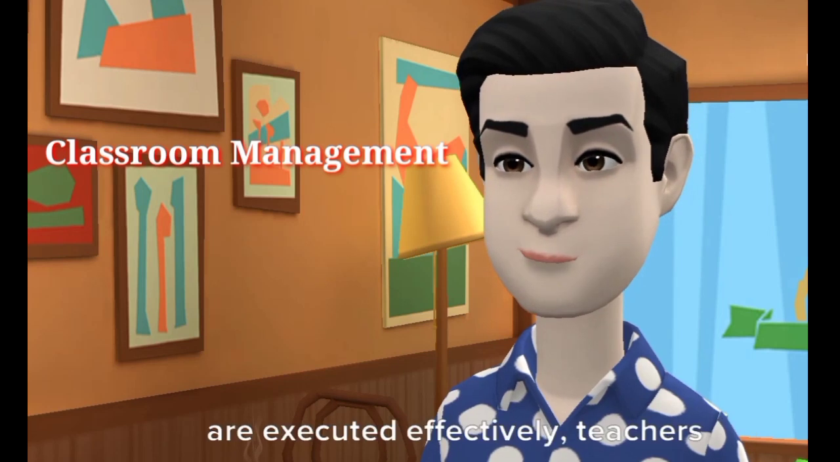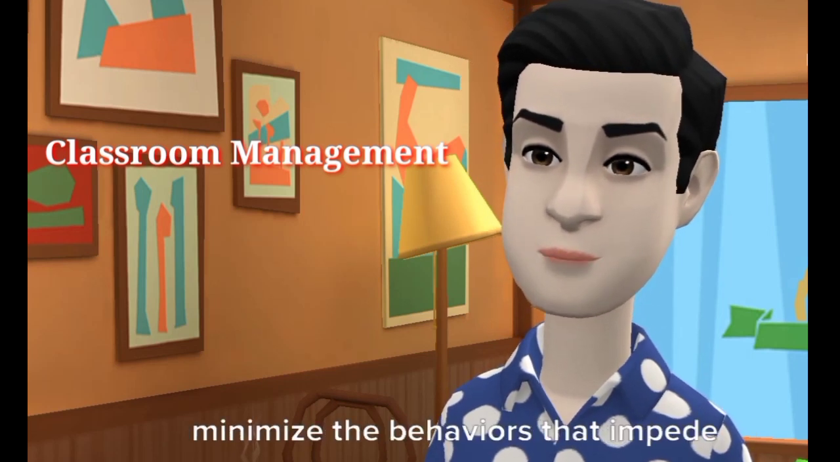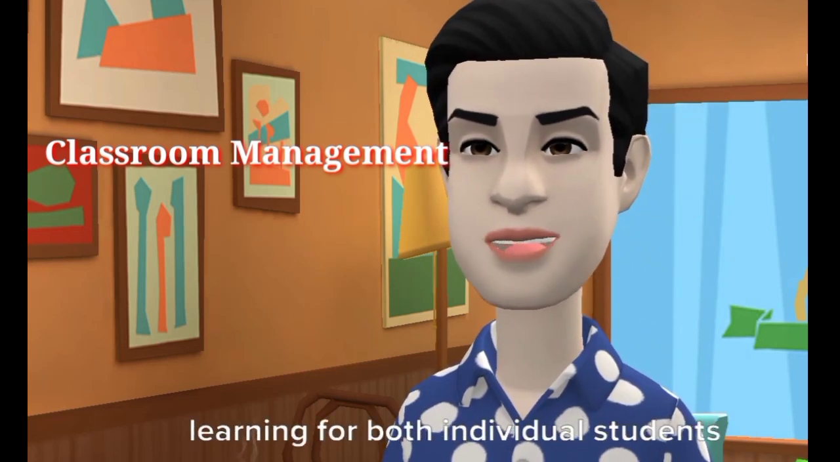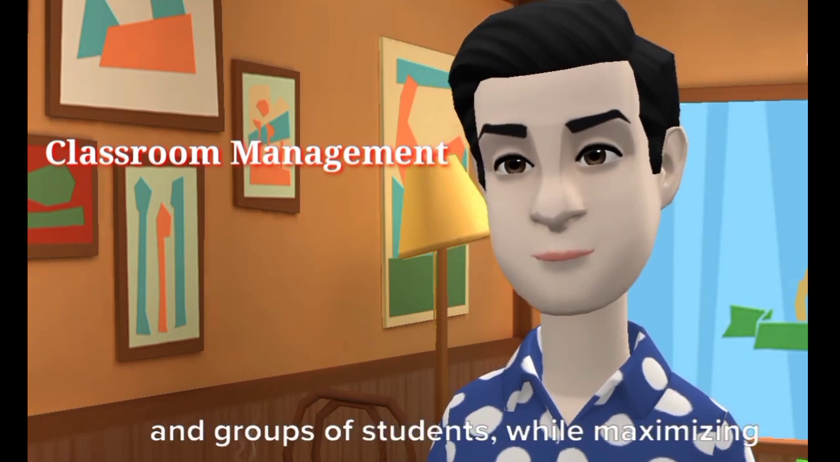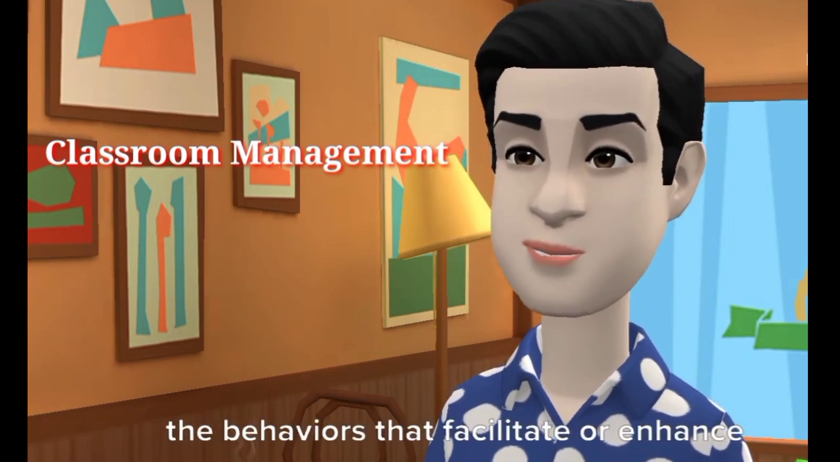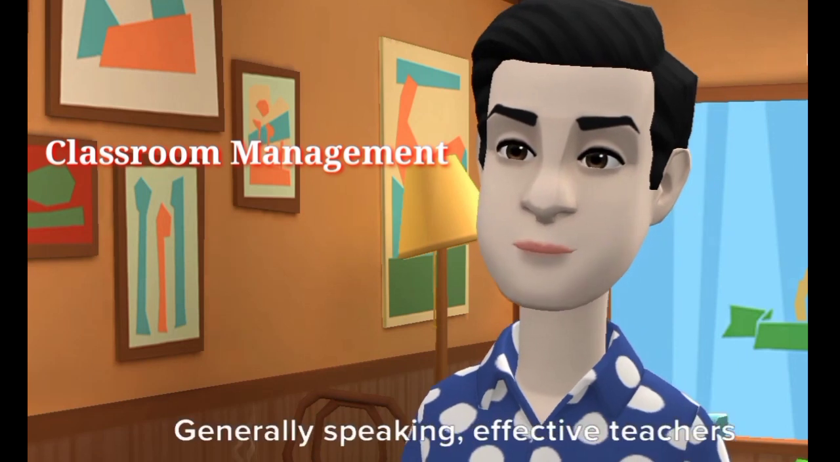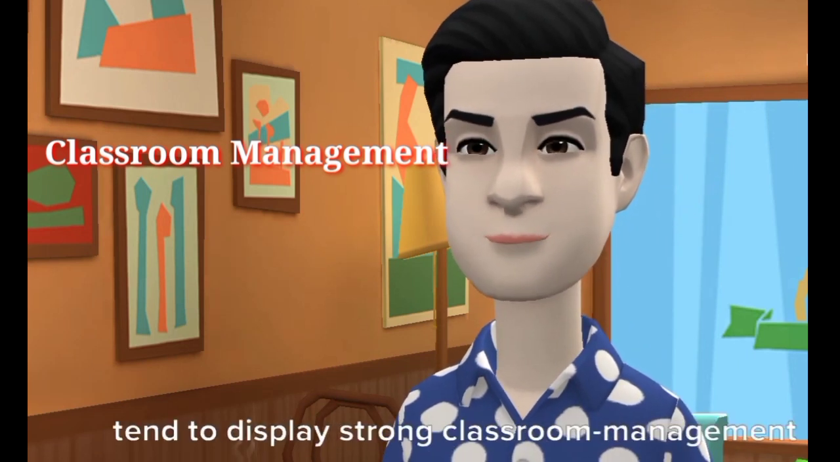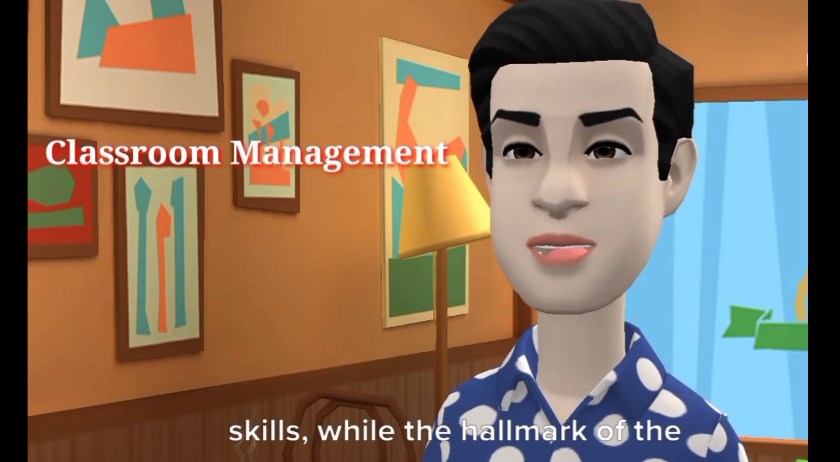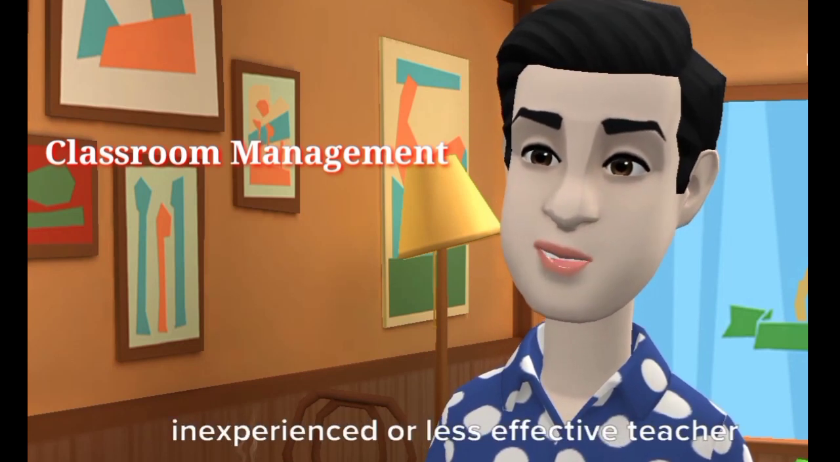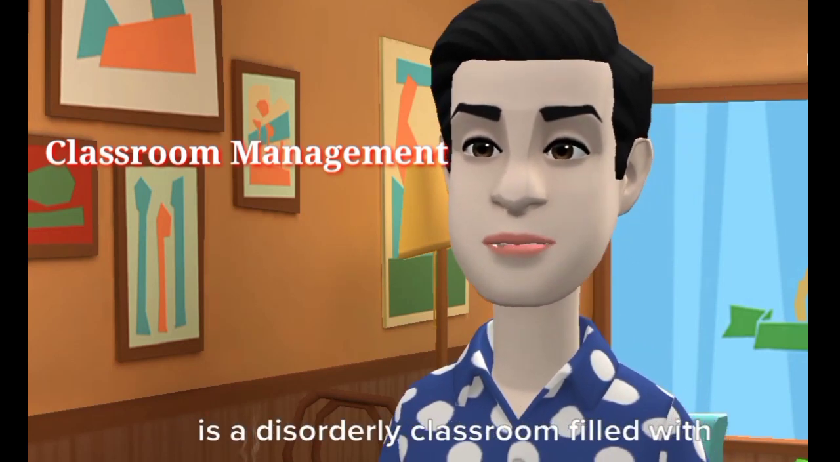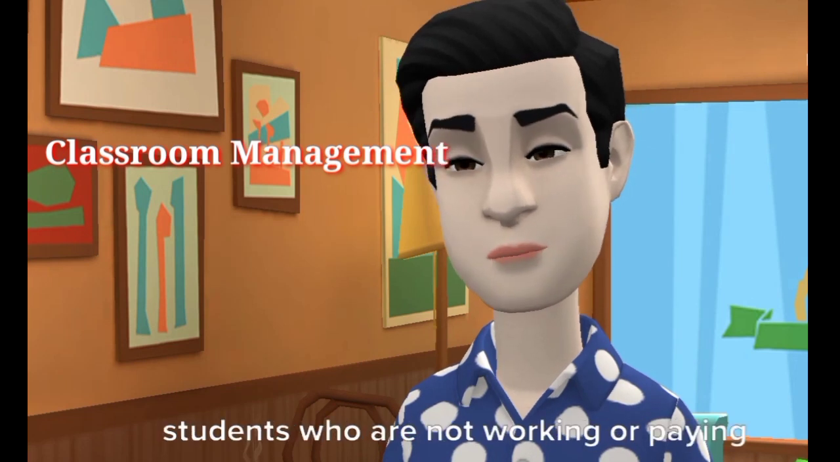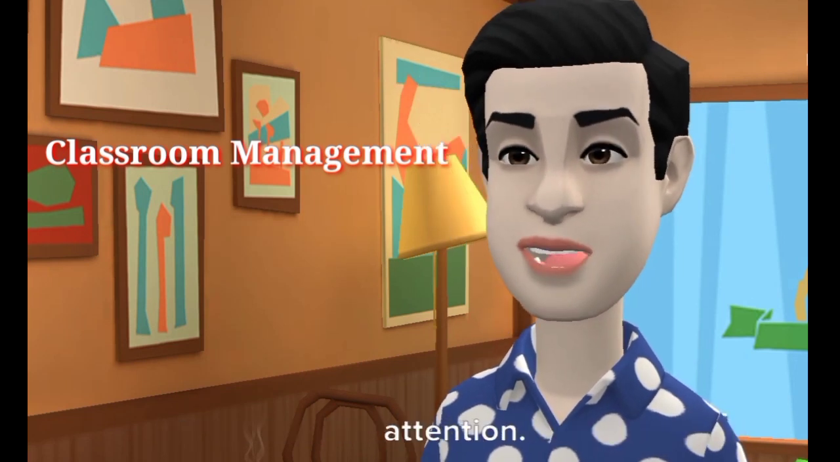When classroom management strategies are executed effectively, teachers minimize the behaviors that impede learning for both individual students and groups of students, while maximizing the behaviors that facilitate or enhance learning. Generally speaking, effective teachers tend to display strong classroom management skills, while the hallmark of the inexperienced or less effective teacher is a disorderly classroom filled with students who are not working or paying attention.